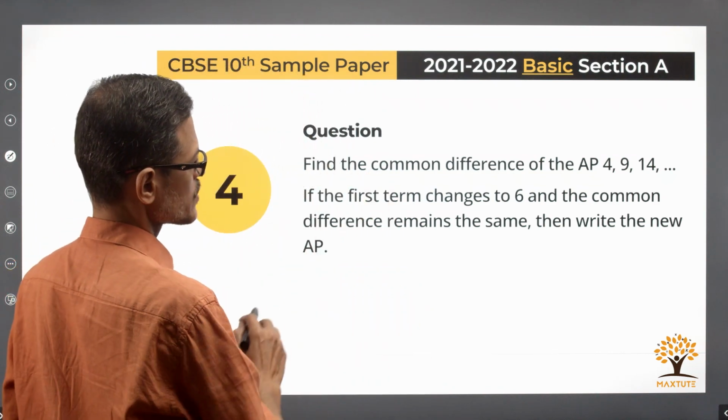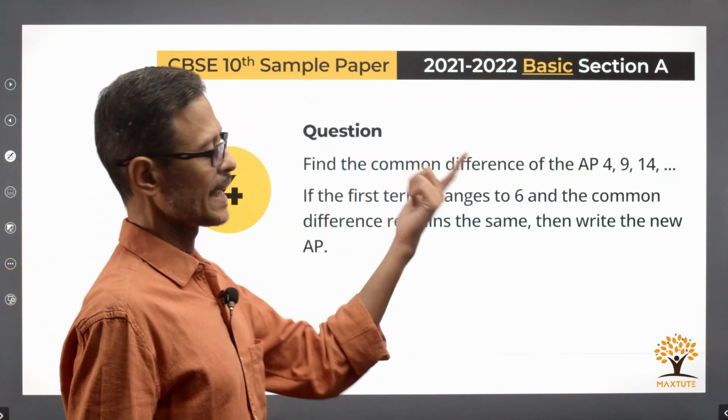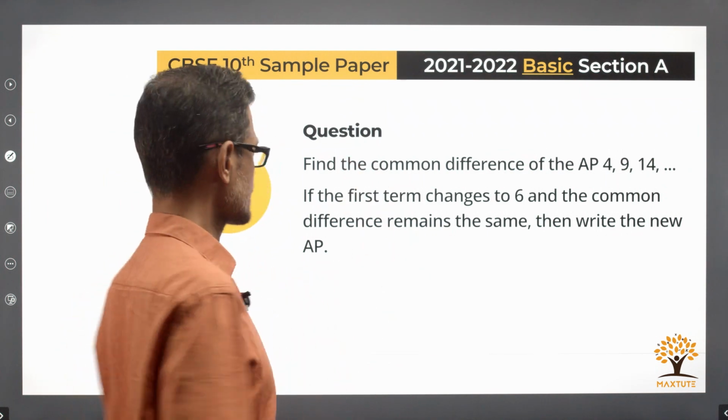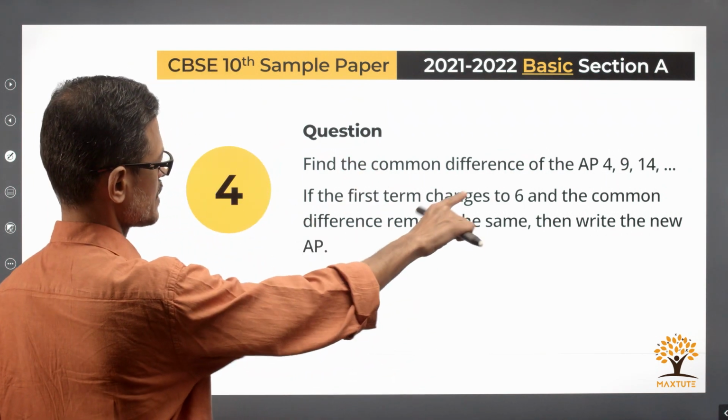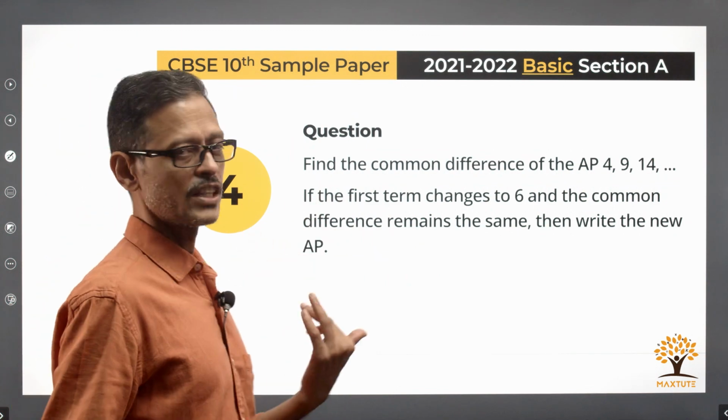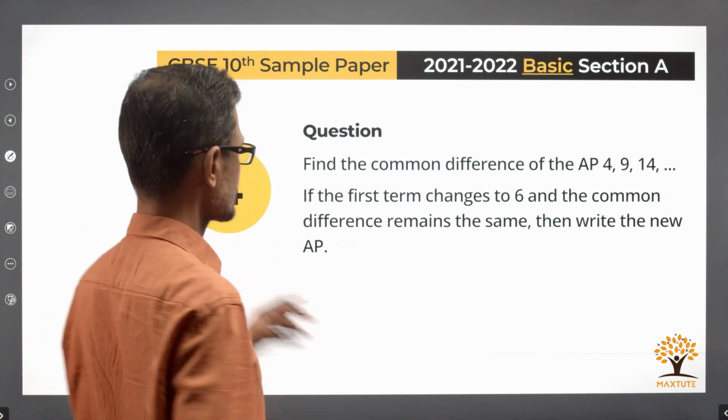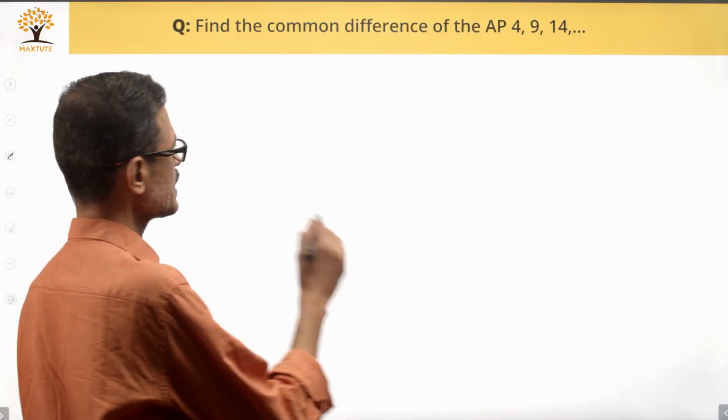Find the common difference of the arithmetic progression 4, 9, 14. The second part to this question: if the first term changes to 6 and the common difference remains the same, then write the new progression. We need to answer both these parts. Let's start with the first part. We are going to be computing the common difference.